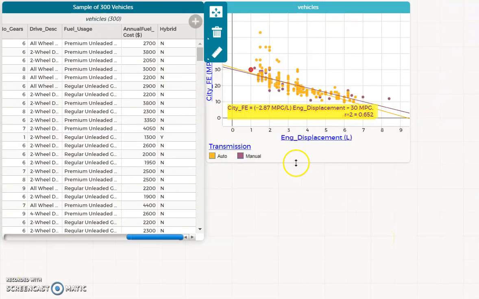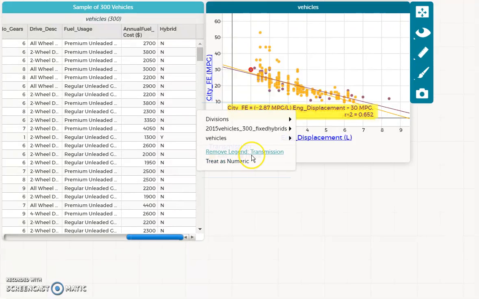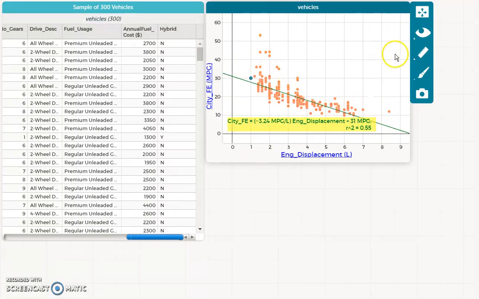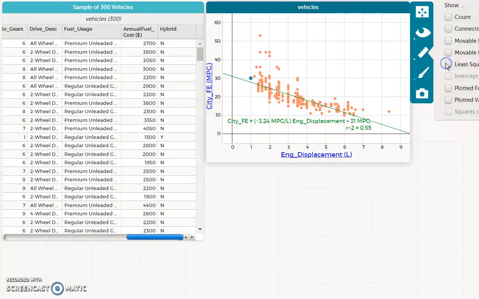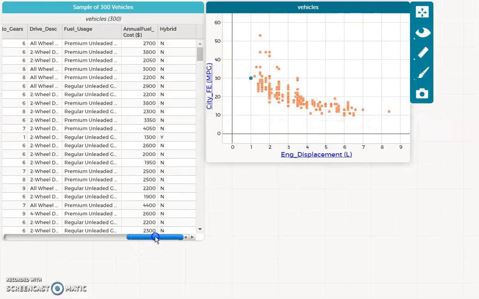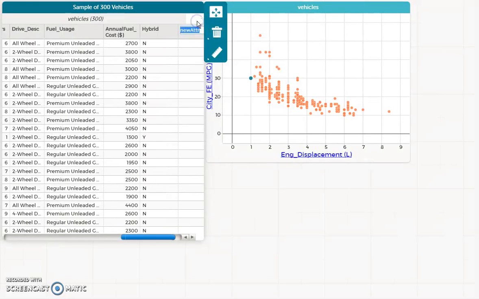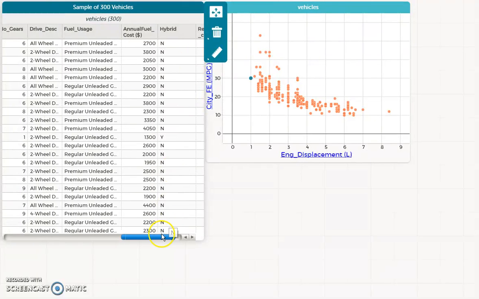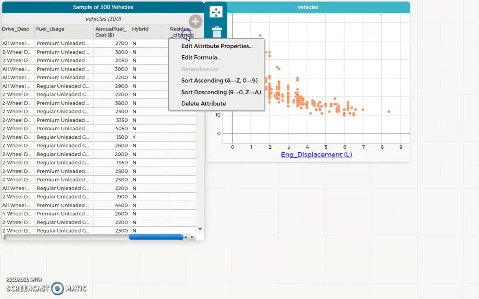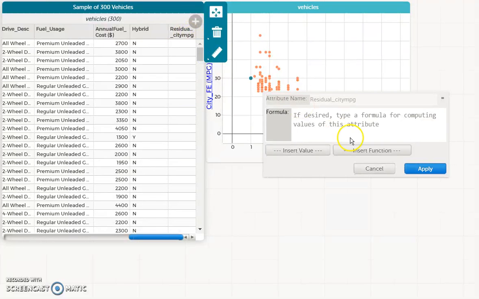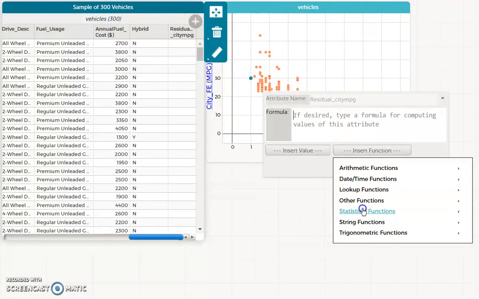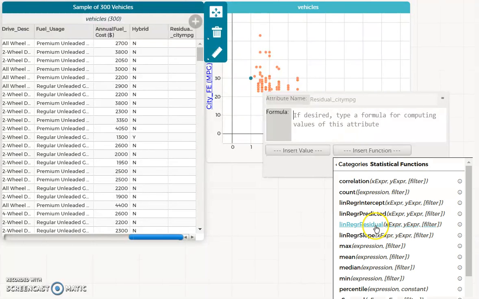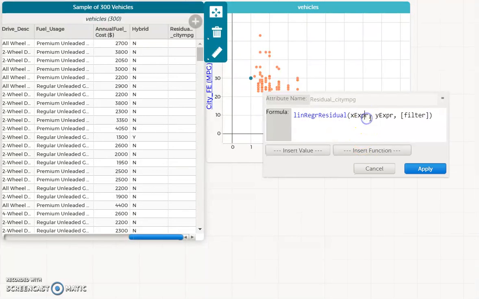So now I want to look at something new. Let's take off transmission, remove it from our graph, and come up here and remove our least squares line. Okay. Now let's come to the table, and let's click on this little plus sign and add a new attribute called residual city MPG. Okay. Click on what we just created. Click Edit Formula, Insert a Function, Statistical Functions, and we're going to look for linear regression residual. All right, let's click on that, and we're going to fill in these spots.